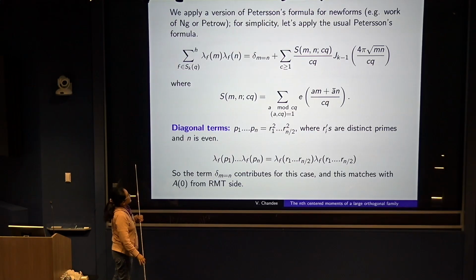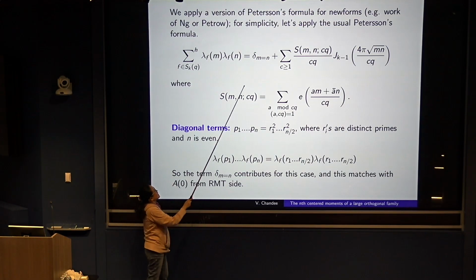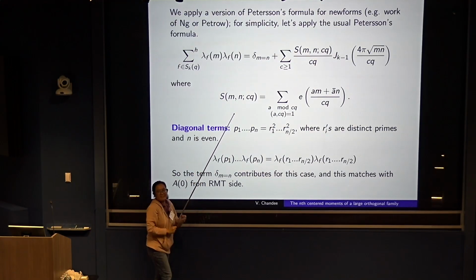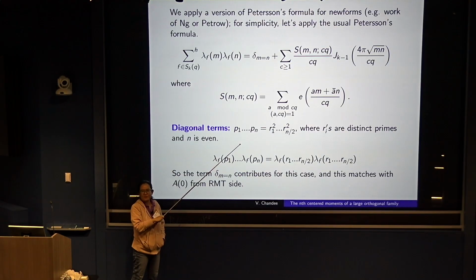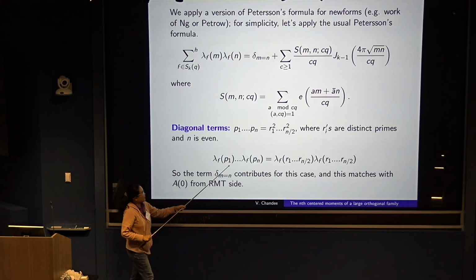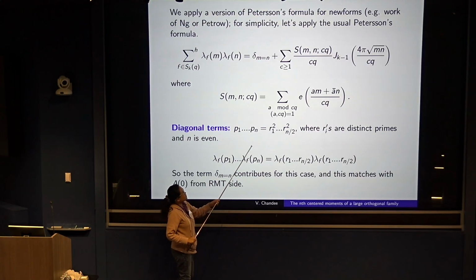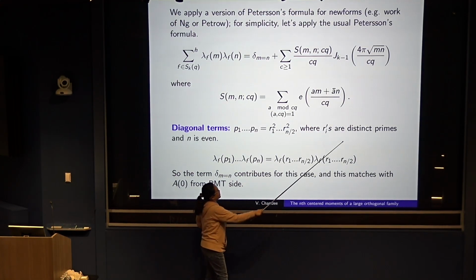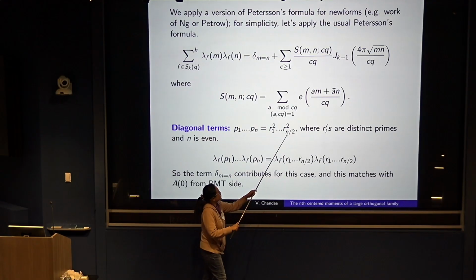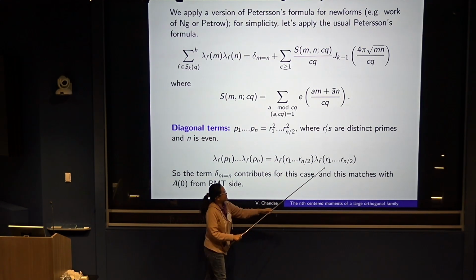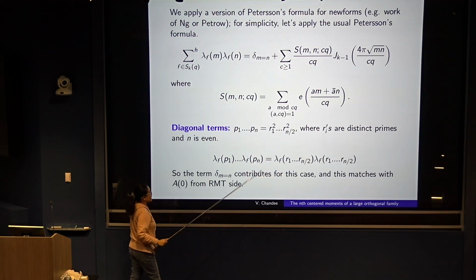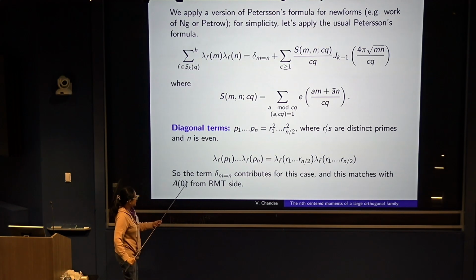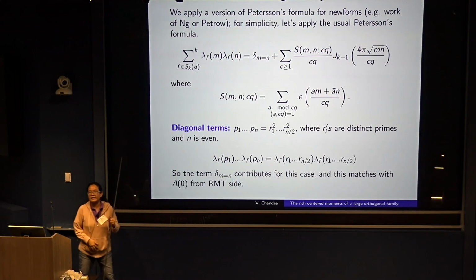Right. And now let's look at the diagonal term. You want to create something that has m equal to n. As Henrik mentioned earlier, you're going to have something square. So this is what we have. You multiply lambda_f(p_1) to lambda_f(p_n) out. You want to create squares here where the r_i are all distinct primes, because you can put them into two parts, m and n, and they are the same. So you have this term come out. And this term turned out to match with the A_0 from the random matrix side.